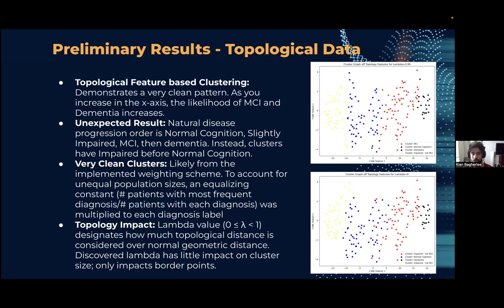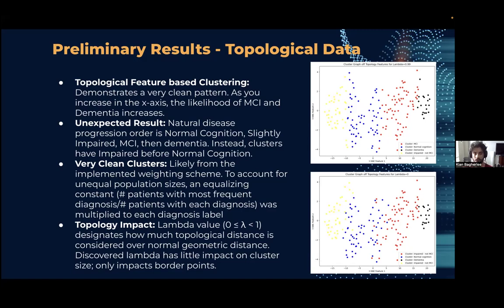These clusters were most likely as clean as they were because of a weighting scheme that we had to implement. There were a lot of patients with a normal cognition diagnosis, which made it very difficult for us to consider any other patients. So we added a weighting scheme so that everyone had an equal contribution. It ended up with the pattern that you can see on both graphs on the right, where as you go along the x-axis, it increases in severity of the diagnosis, with dementia all the way towards the end.